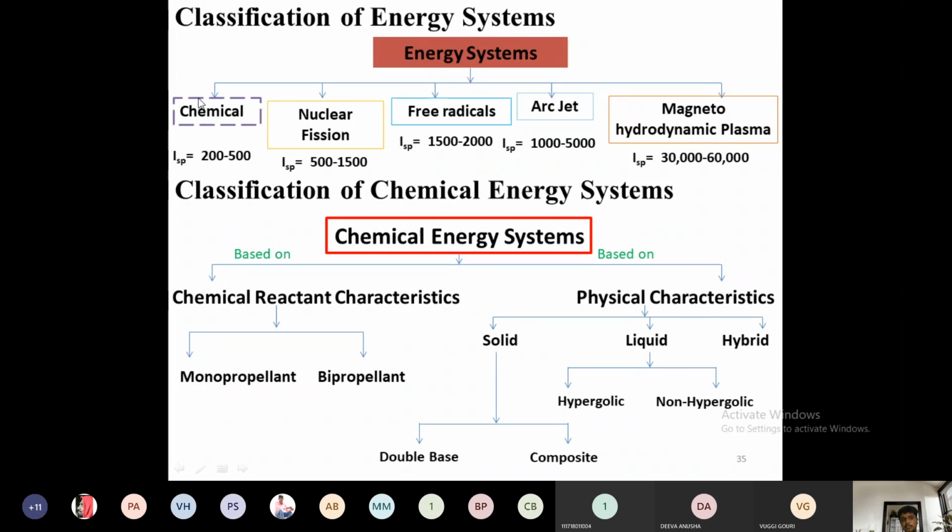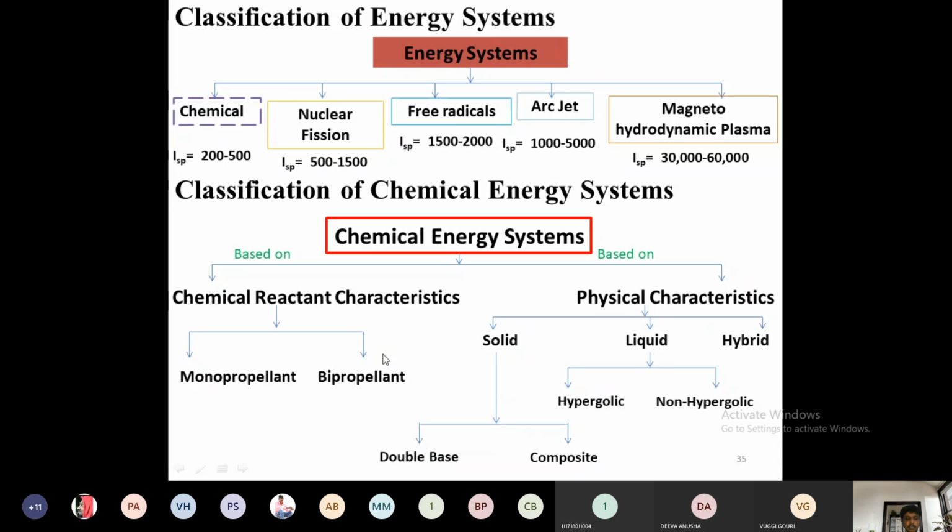The next classification is of the chemical energy system. Chemical energy systems are classified into 2 types. The first is based on chemical reactant characteristics, and the second is based on physical characteristics. Based on chemical reactant characteristics, the chemical energy systems are divided into two types of propellants. The first one is the monopropellant and the second one is the bipropellant. Then what is the monopropellant?